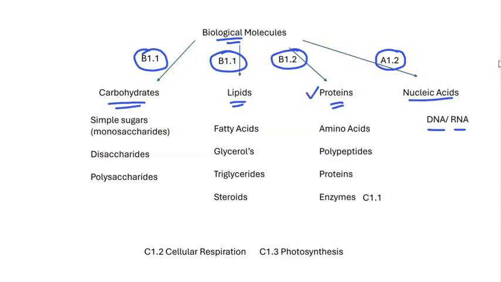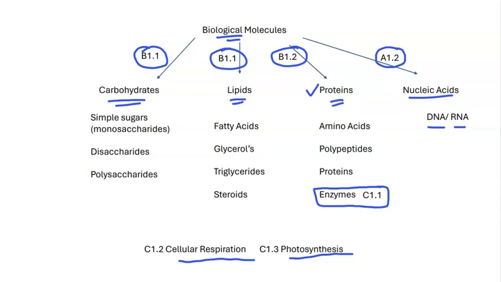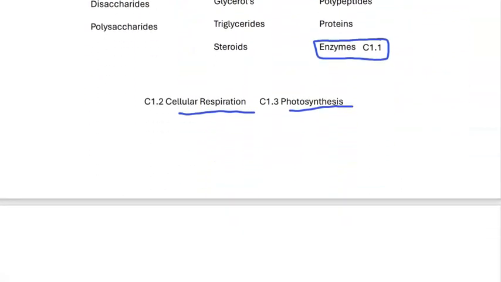Having completed the study of proteins, we will be going on to look at a special group of proteins, which are the enzymes, and how they metabolize processes such as cellular respiration and photosynthesis. So that's an overview of the biochemistry courses to be followed.